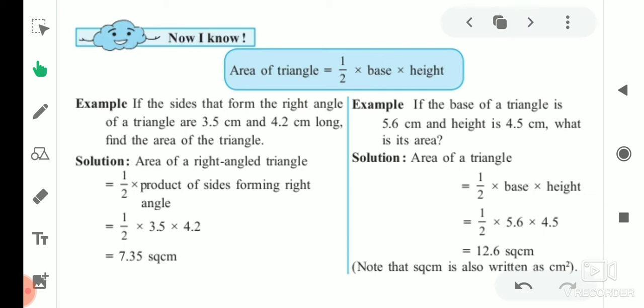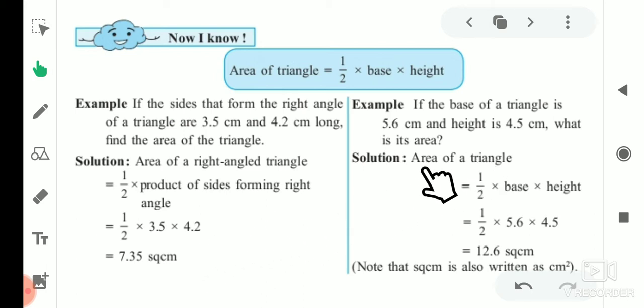If the sides that form the right angle of a triangle are 3.5 and 4.2 centimeter long, find the area of the triangle. Here what are given? The sides forming the right angle are given, meaning base and height of a right angle triangle are given. So area of a right angle triangle is half into product of the sides forming the right angle, and that is half into 3.5 into 4.2, that will give 7.35 square centimeter.